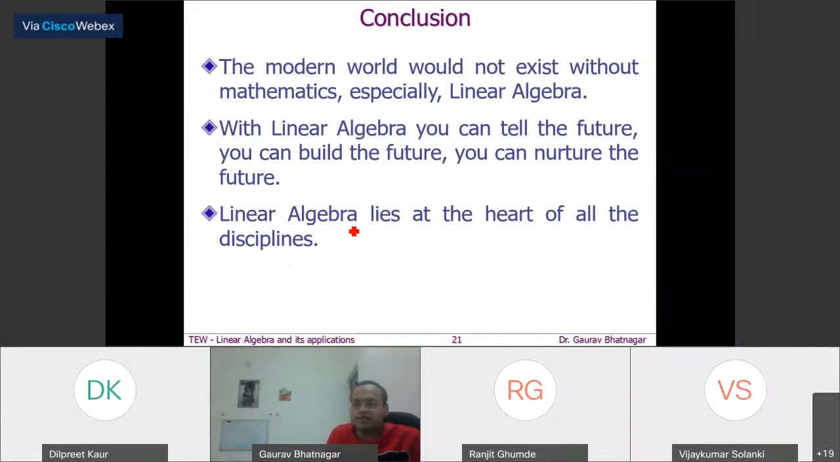The bottom line is that linear algebra lies at the heart of all the disciplines. There is hardly a single discipline where you cannot find an application of linear algebra. It may be a small application or a big application, but there is no discipline where linear algebra is not used. It is widely used in almost all the disciplines.